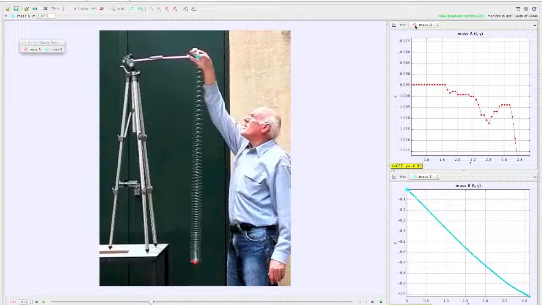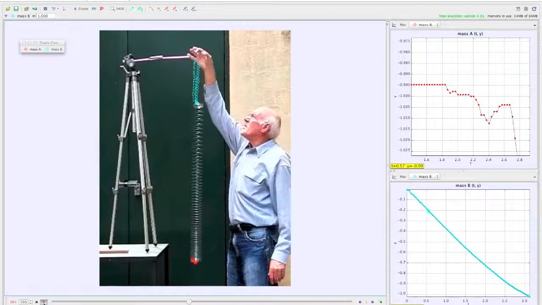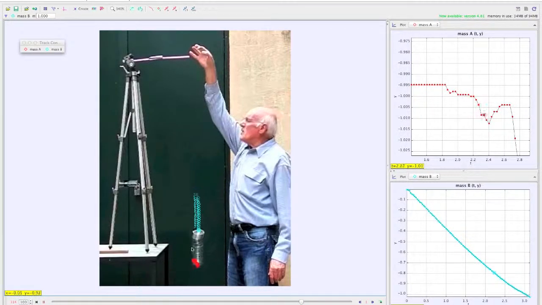Mass A represents the bottom of the slinky, while mass B represents the top of the slinky. In the slow motion video, we can clearly see that the bottom of the slinky stays stationary until the top of the slinky reaches it, at which point the whole slinky falls downwards.